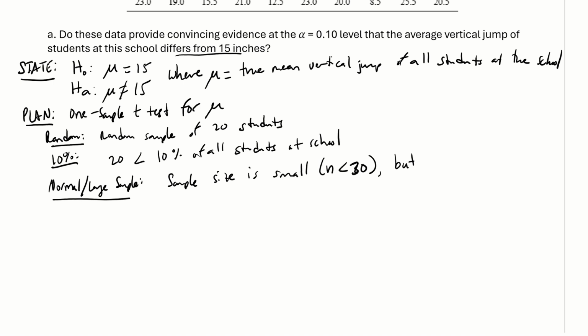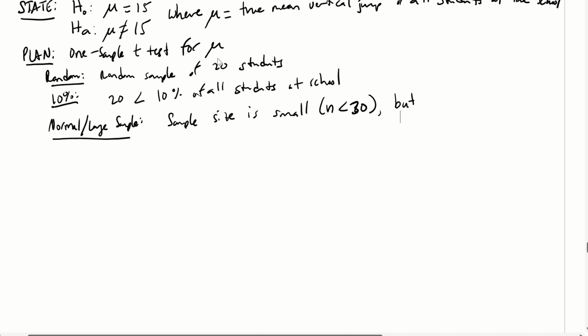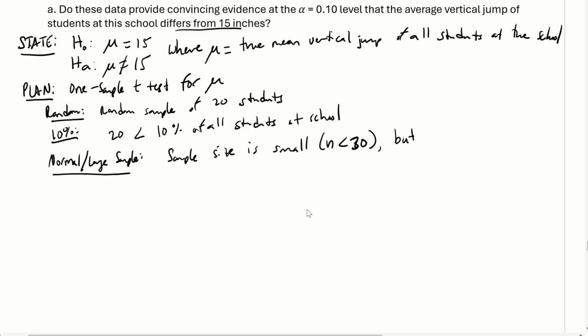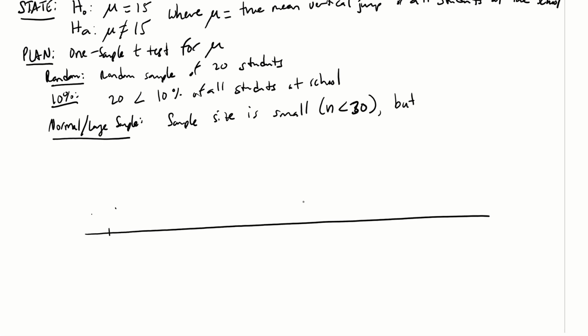But now this is where we need to make a dot plot or a graph or something like that, okay? So this is the part that takes the longest, making that dot plot. All right, so let's start at 5, and then we're going to go by fives here.